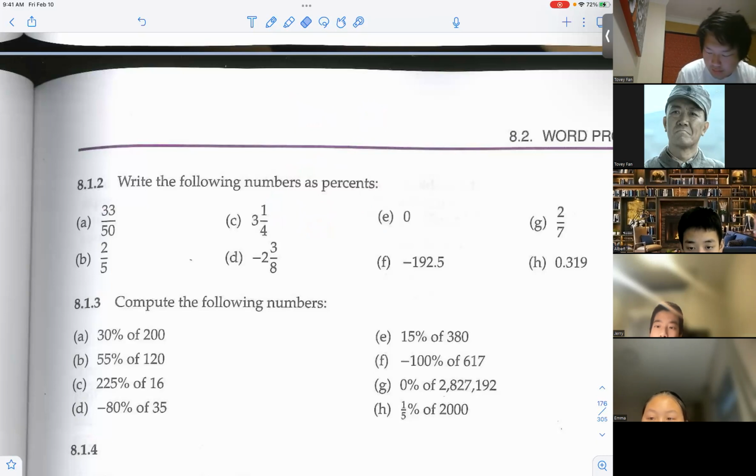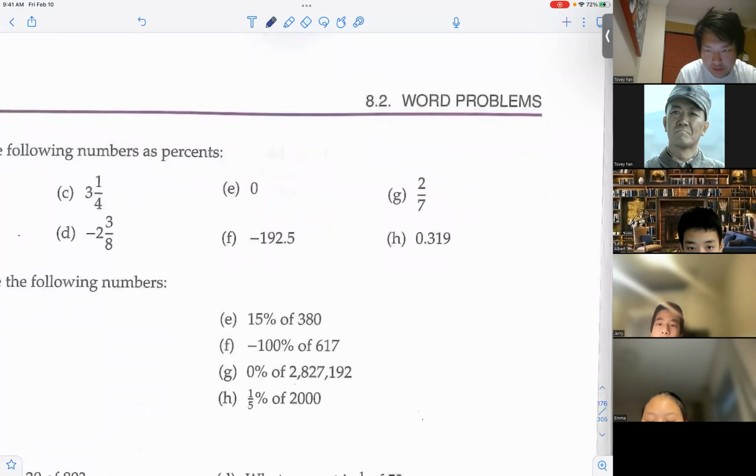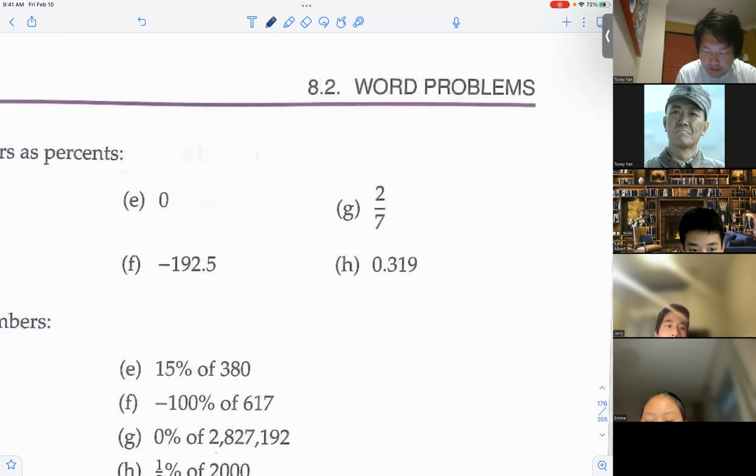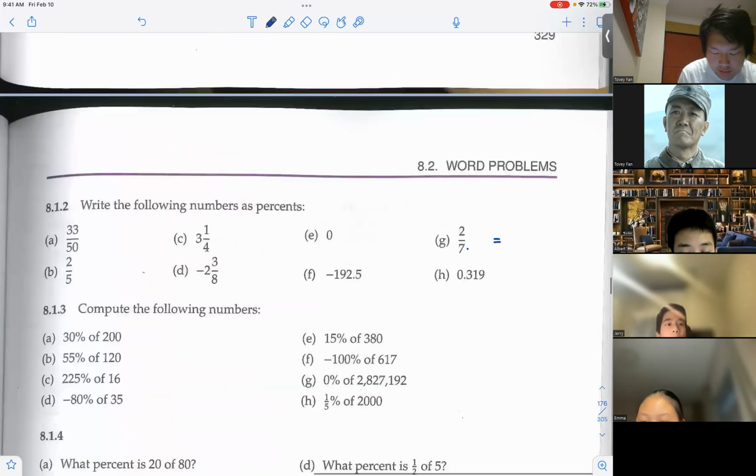Okay, good. And then G. So G, we have Jerry and Emma. Again, for this one, we have to figure out a way to change the denominator into 100. If we want to change 7 into 100, what should we multiply it with? 2. But 7 times 2 is only 14, right? You want to change it to 100. Remember? Oh, yeah.